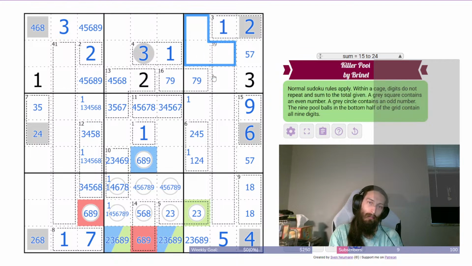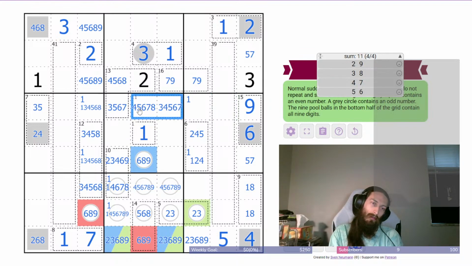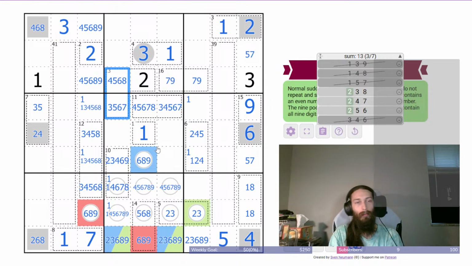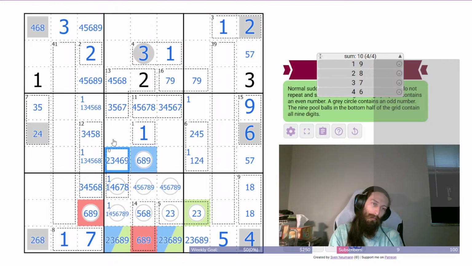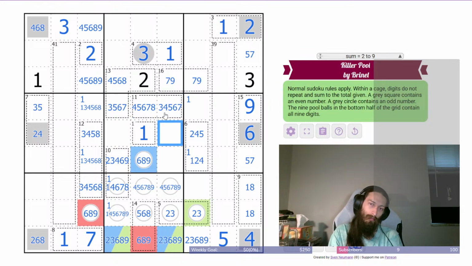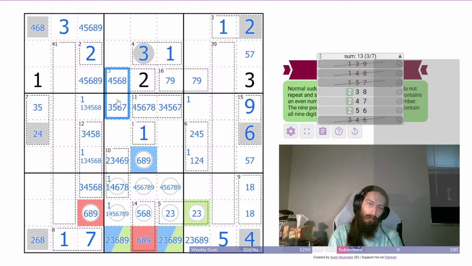How is this such a hard puzzle? This 11 and that 11 have to be different 11s. And this digit from the 10 sees all of the 11s. Can't have a 9, so it's 3, 8, 4, 7, or 5, 6. This is 3, 8, 4, 7, or 5, 6.